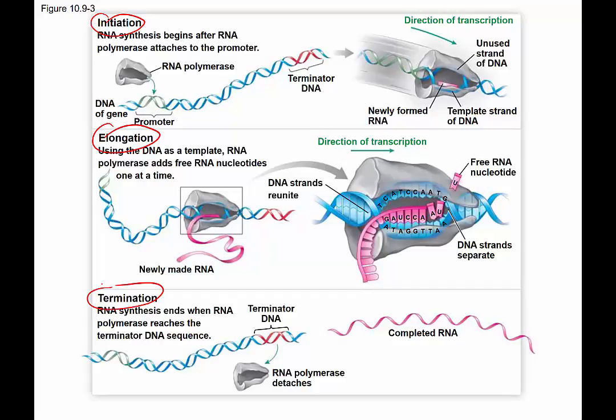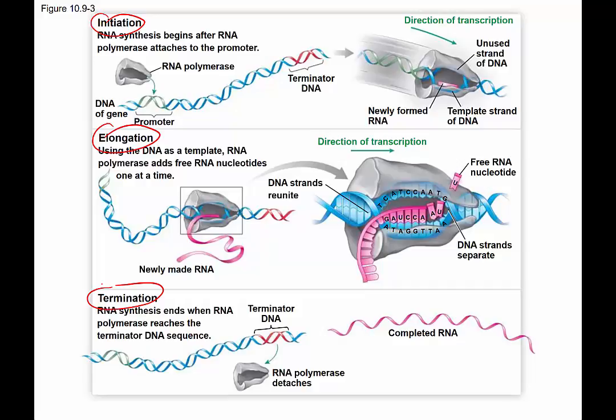Initiation is the first step of transcription. The first thing that happens is we have an enzyme come along called RNA polymerase. RNA polymerase, as you can imagine, is very similar to DNA polymerase. DNA polymerase was the enzyme that did DNA replication. Here, RNA polymerase binds to the promoter of DNA. The promoter is actually a sequence of DNA that tells RNA polymerase to bind there.